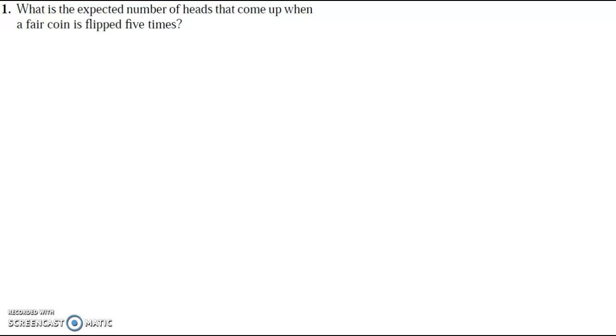Okay, so the first question is, what is the expected number of heads that come up when a fair coin is flipped 5 times? Pretty easily I can guess that the answer is going to be 2.5, because the biggest thing is that it's a fair coin, which means the coin has a probability of 1/2 of getting heads. So 1/2 times the number of flips, which is 5, so 1/2 times 5 would be 2.5.